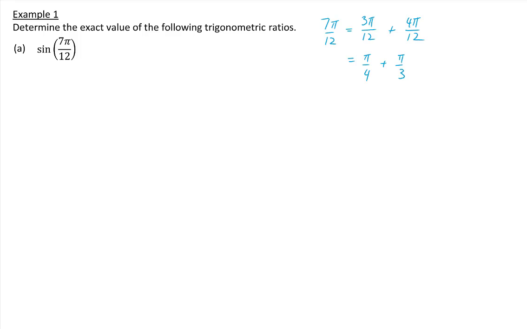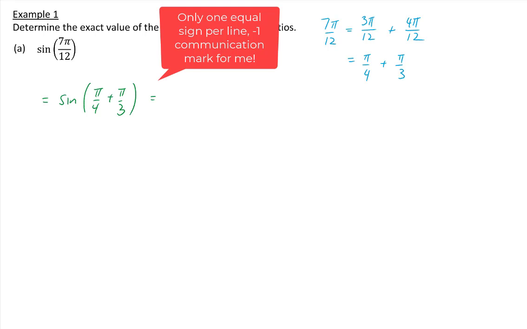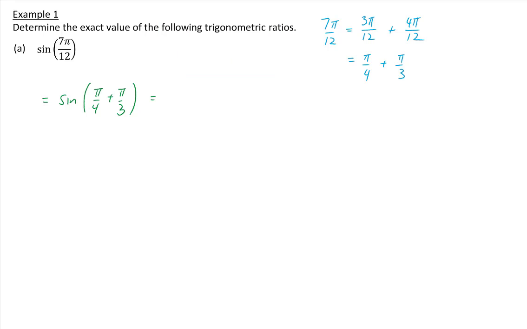So step 1 is to rewrite our expression. So therefore, sine of 7 pi over 12 is equal to the sine of pi over 4 plus pi over 3. So going to our compound angle formulas and looking at sine of A plus B, this is the same as sine of pi over 4 times the cosine of pi over 3 plus the cosine of pi over 4 times the sine of pi over 3.